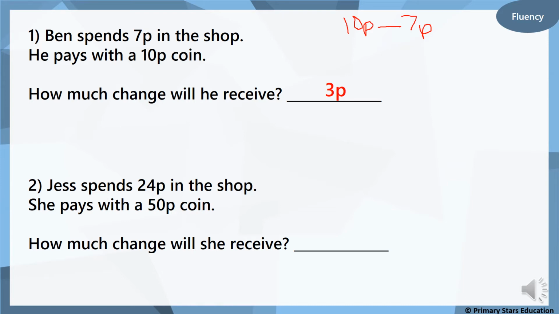Jess spends 24 pence in the shop and she pays with a 50p coin. So she's got a 50p coin and she spends 24 pence. Okay, so I would say, okay, 25 pence would be 1p more, and I know that it's half of 50. There's different ways that you could do this, okay?